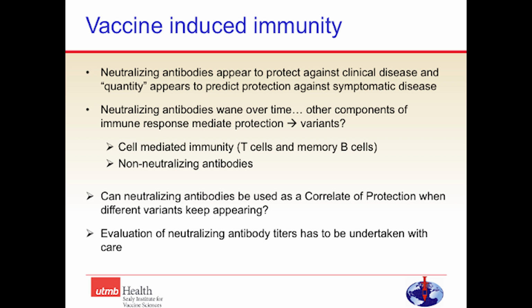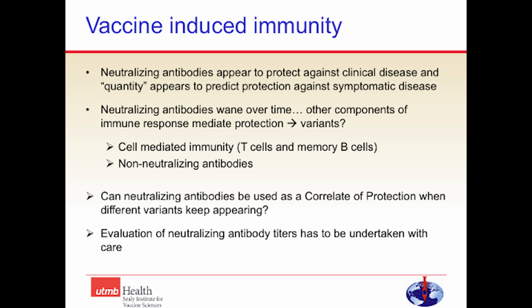That's really going to be a very hard task to do. So if we look at vaccine-induced immunity, neutralizing antibodies appear to protect against clinical disease, and the quantity appears to predict protection from symptomatic disease. But neutralizing antibodies wane over time, and we consider other components of the immune response mediate protection or contribute to it, particularly with the variants.